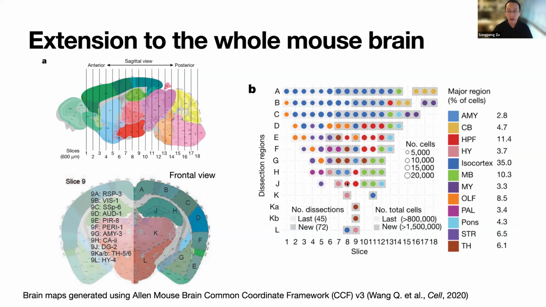Finally, here I want to show you the data we have compared with our previous study. In total, we now have 2.3 million cells and 117 dissections across the whole mouse brain, covering most of the major regions here.